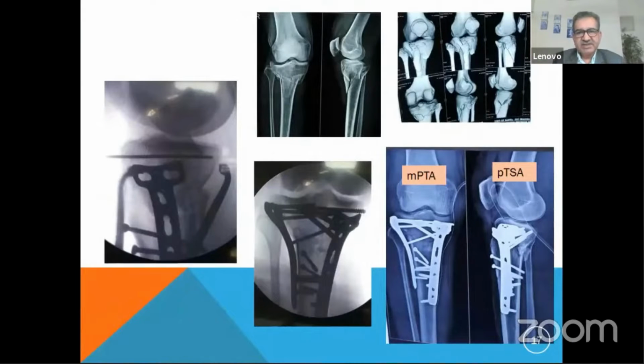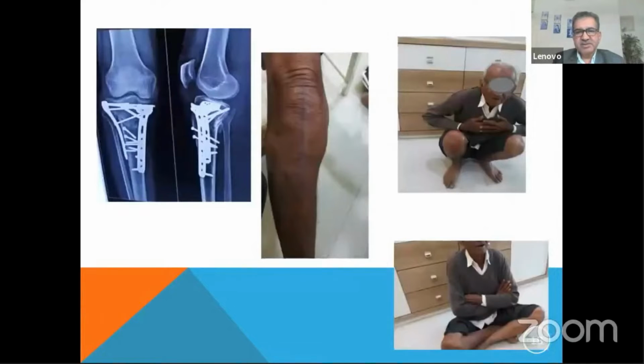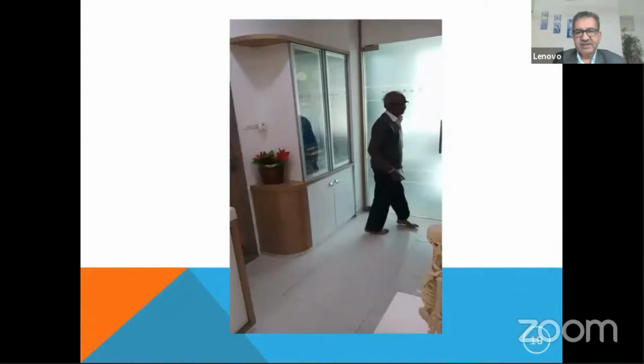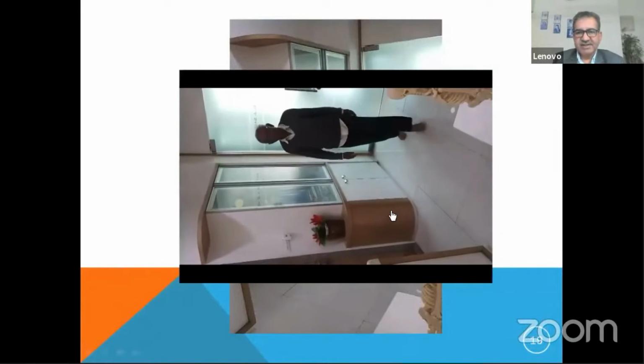So we were discussing this case. The case has been just reduced like this, and then you have this sort of fixation. And always you compare the medial plateau-tibial angle and the posterior tibial slope, and it is normal here. So this is a beautiful healing. You can see the result, and that's the video. You can see the patient is walking nicely.